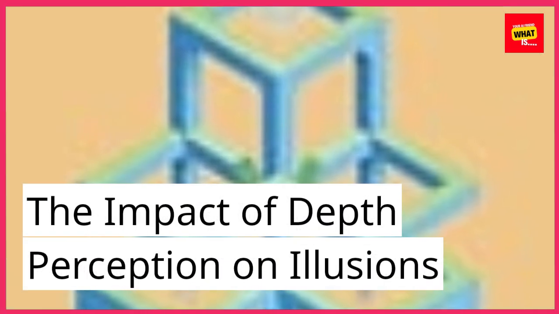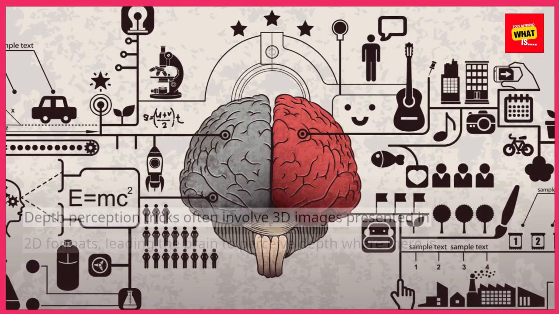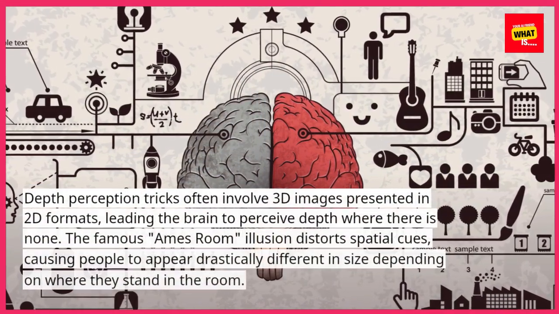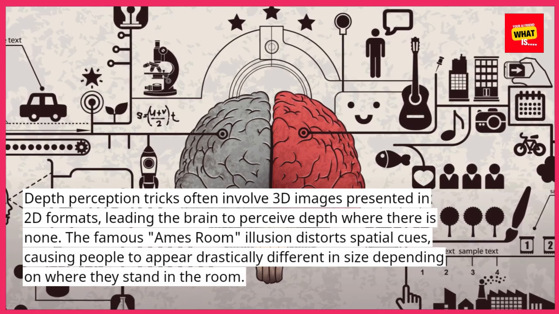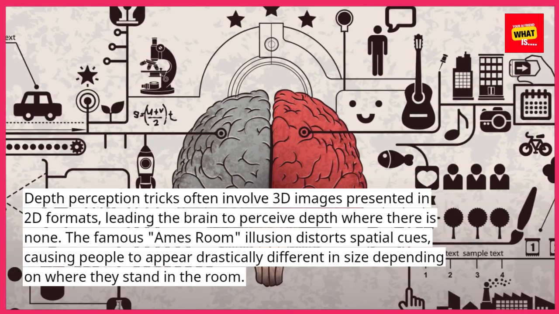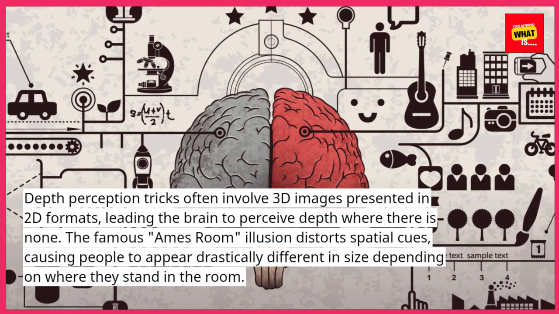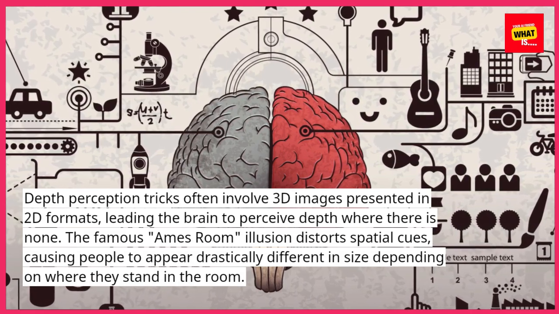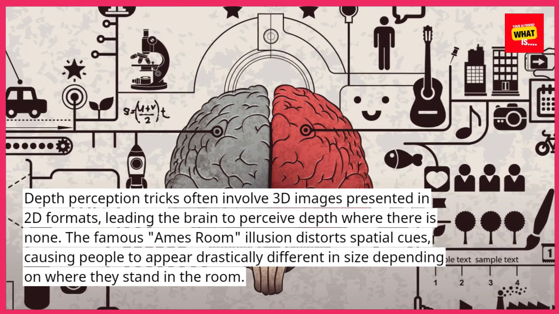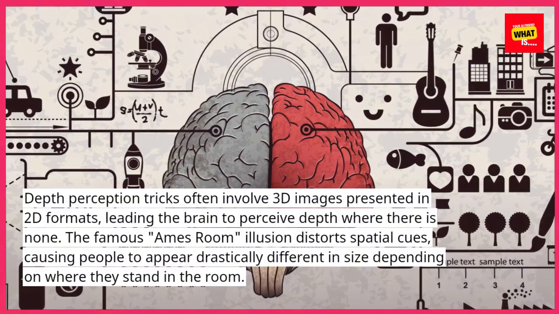The impact of depth perception on illusions. Depth perception tricks often involve 3D images presented in 2D formats, leading the brain to perceive depth where there is none. The famous Ames room illusion distorts spatial cues, causing people to appear drastically different in size depending on where they stand in the room.